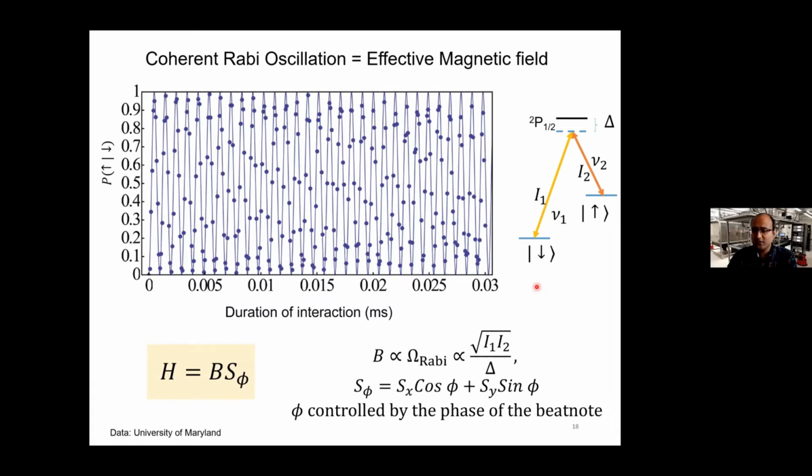If you're doing digital quantum computation, you want gates. A single qubit gate is nothing but applying this Hamiltonian for a very specific time. For example, you apply it for just the pi by 2 time, where the probability of up and down is half, and you have essentially created a so-called Hadamard gate.